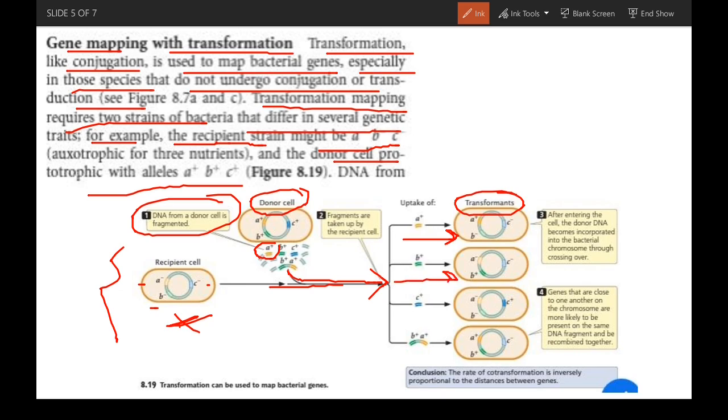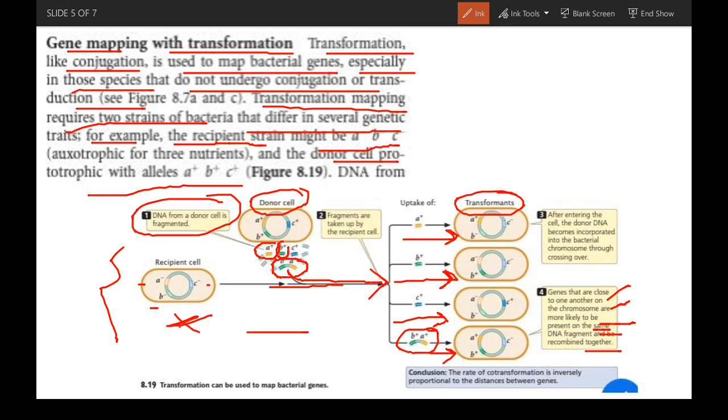This cell takes up the B plus here, so this becomes A minus, B plus, C minus. This one takes up C plus, so this transformant becomes A minus, B minus, C plus. But there is a fragment here, you can see B plus, A plus. Together two genes are being transferred and the cell becomes A plus, B plus. So what it means is that genes that are close to one another on the chromosome are more likely to be present on the same DNA fragment and recombine together. So it is showing linkage.